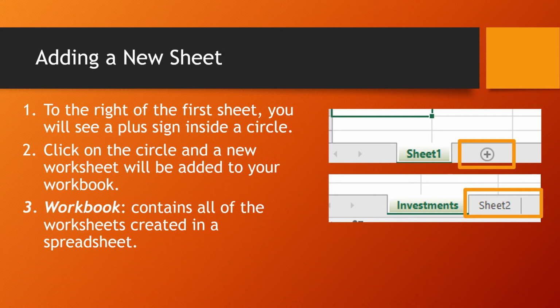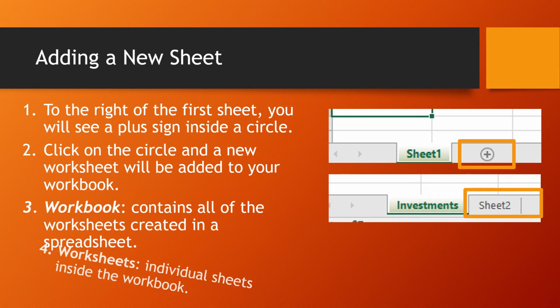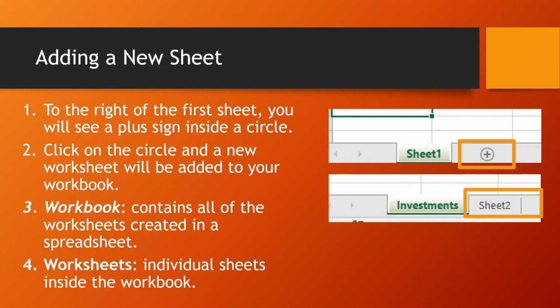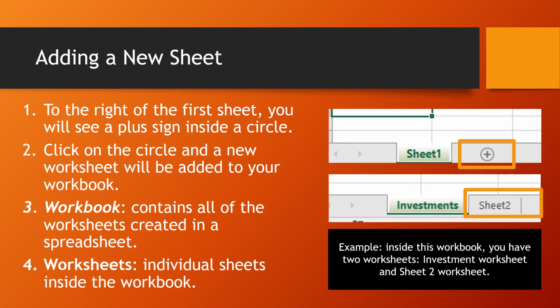The workbook contains all of the worksheets created in a spreadsheet, and a worksheet is an individual sheet inside the workbook. It is very similar to a book. You have a book that contains a lot of pages inside the book. A workbook in Excel contains a lot of worksheets inside the workbook. In this example, you have two worksheets, Investment Worksheet and Sheet 2.